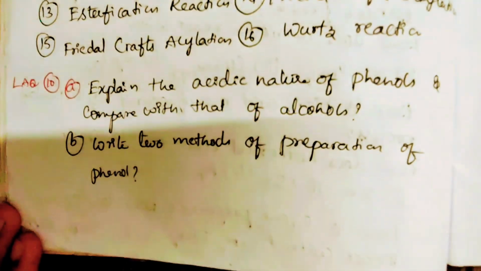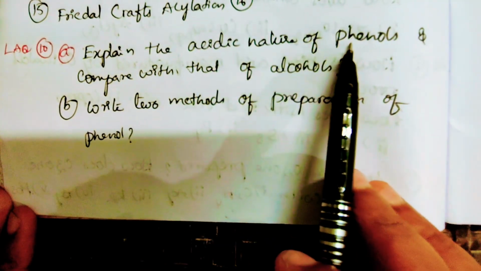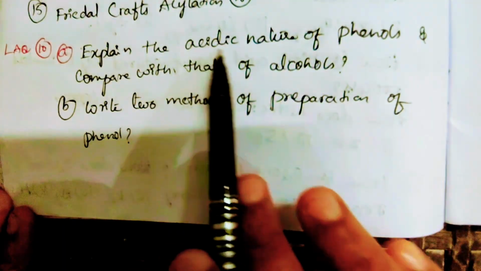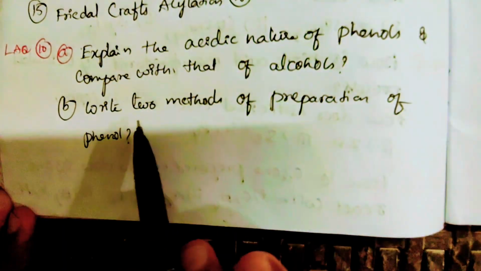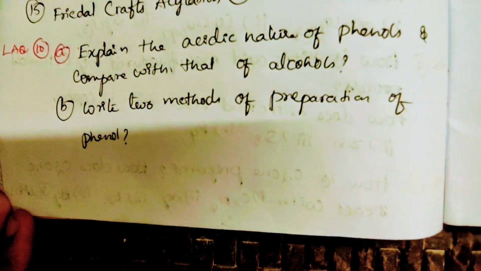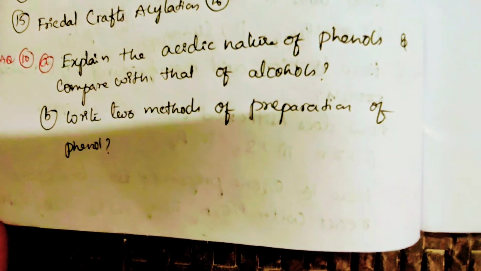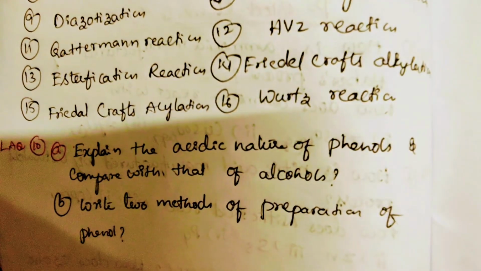And one more question from organic chemistry: explain the acidic nature of phenols and compare it with that of alcohols. So we have to explain the acidic nature of phenols, compare it with the acidic nature of alcohols, and write two methods of preparation of phenol. So from organic chemistry, mostly named reactions, or preparation of phenol, or comparison of the acidic nature of phenol with alcohols.